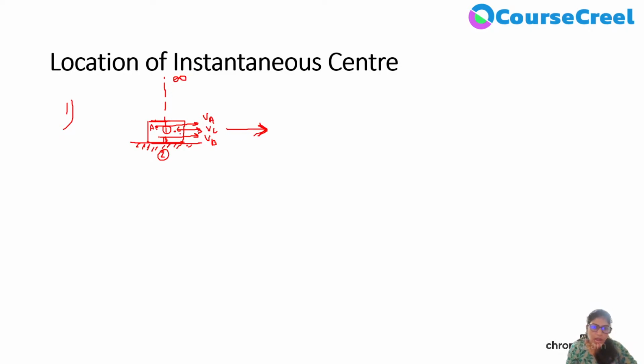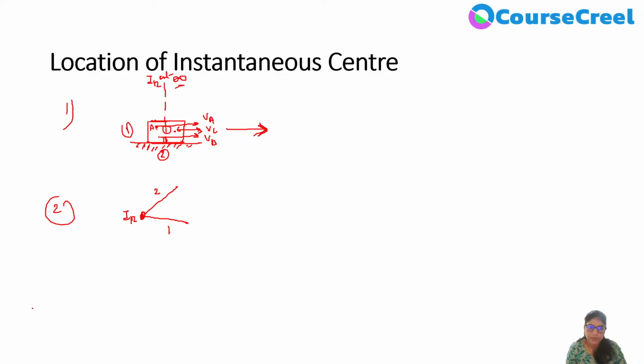Right. So suppose this is link 1, this is link 2. So I12 will be at infinite. Right. It will be at infinite. Now second is when two links are having a turning pair. So suppose this is link 1 and this is 2. So I12 will be at the joint only. So this is the joint where we will consider the instantaneous center.